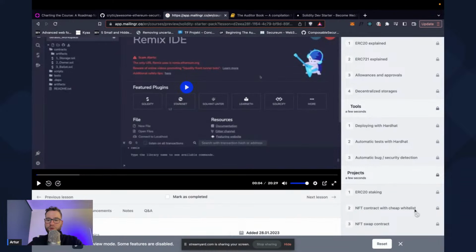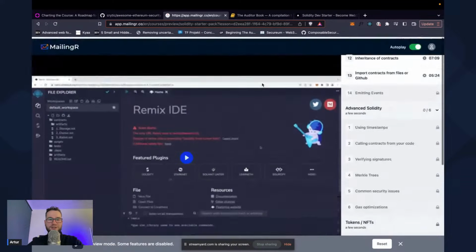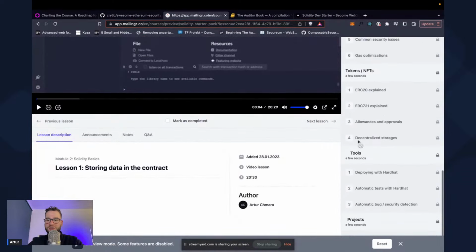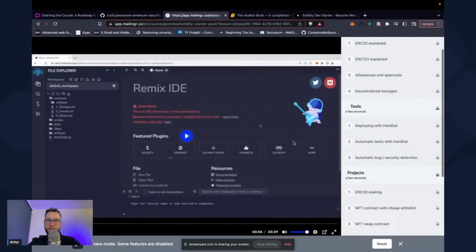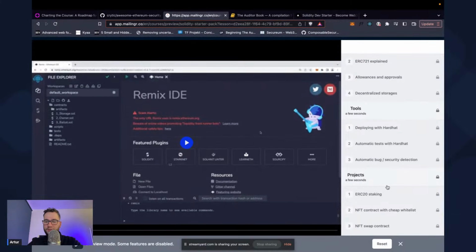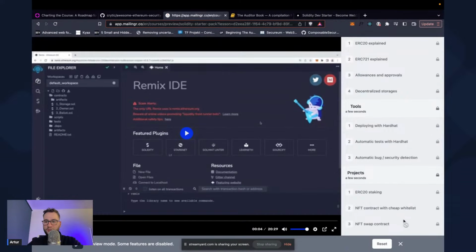And then we will also do some projects, because I think just learning some stuff is not enough, and it's really important to do some projects. I proposed here some projects: ERC20 staking, an NFT contract with a cheap, efficient whitelist, and a contract that lets you swap NFTs. And of course, I will maybe add some more projects, but this would be discussed with the people who will join me and would like to learn Solidity with me. Then we'll come up with some ideas for other projects.